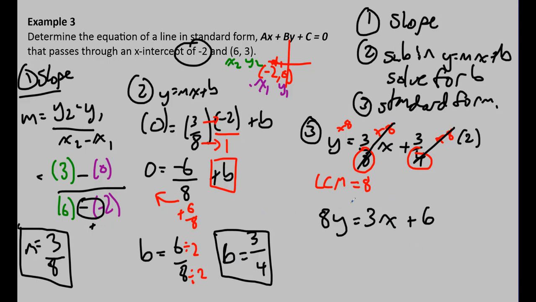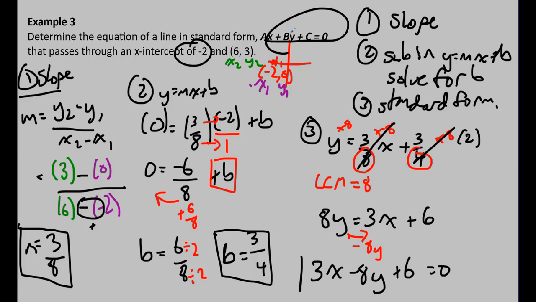And now, because x is positive here, I'm going to bring the 8y over to the other side and make it minus 8y. So my final equation is going to be 3x minus 8y plus 6 equals 0. And I put the y in the middle because that's what standard form needs. The y has to be that second term. And that is my final standard form equation for that one.